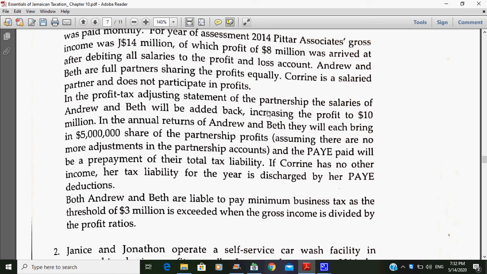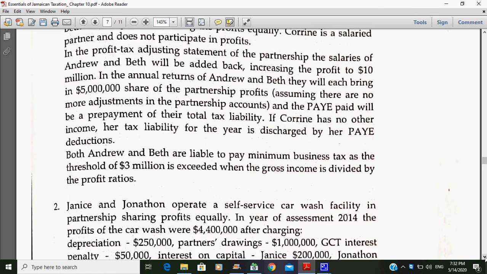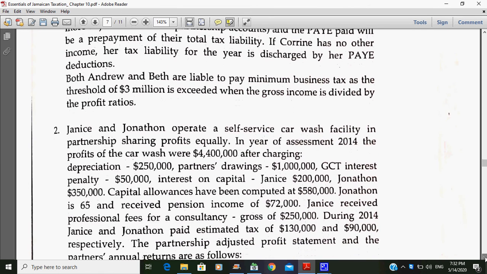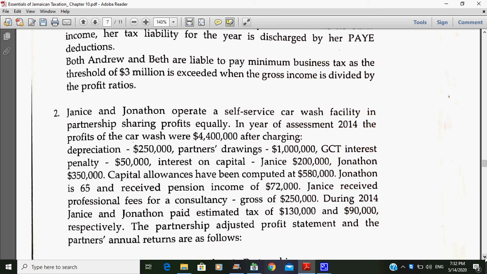Let's go to the example on Janice and Jonathan. They operate a self-service car wash facility in partnership, sharing profits equally. In the year of assessment 2014, the profits of the car wash were 4.4 million after charging depreciation of 250,000, partners' drawings of 1 million, GCT interest penalty of 50,000, and interest on capital: Janice 200,000, Jonathan 350,000.